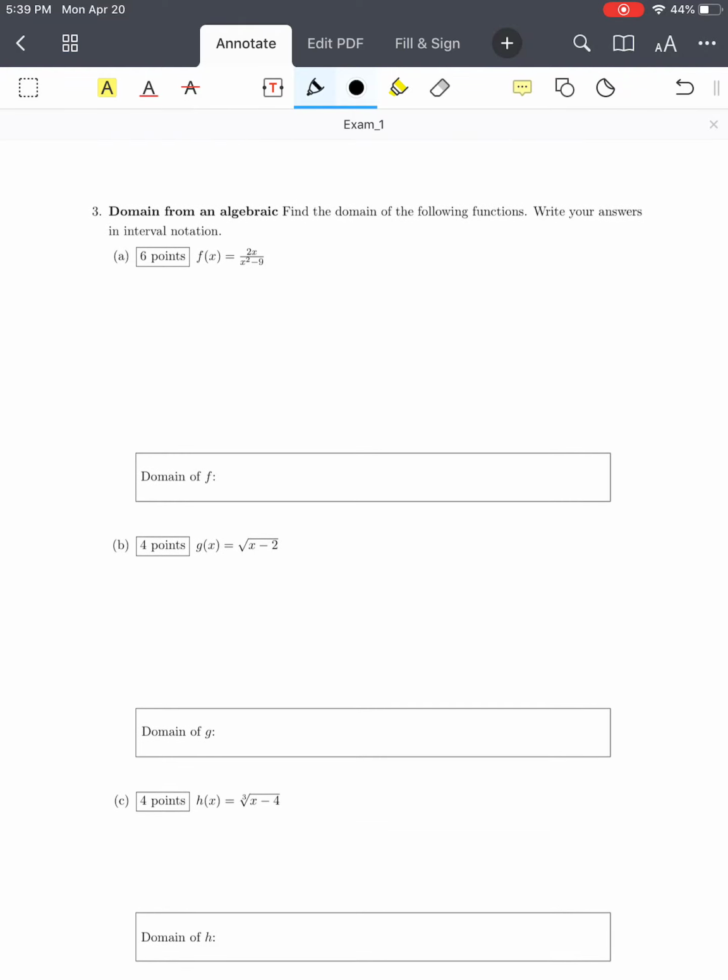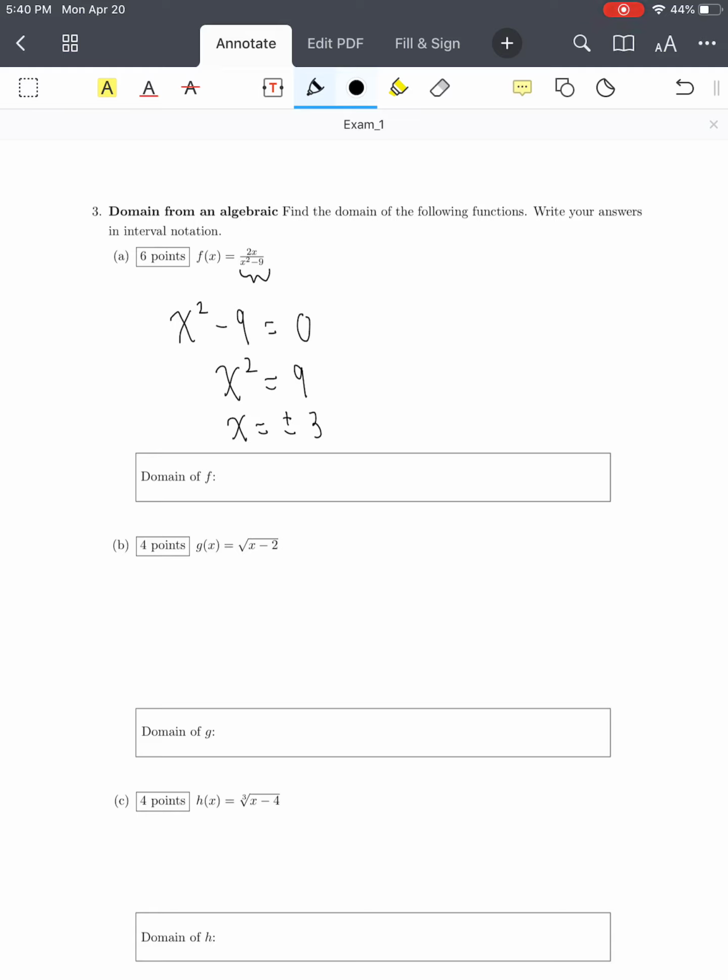For problem 3, we're looking for the domain in interval notation. So remember, for the domain of a rational function we're just going to look at the denominator. Remember, we can't divide by 0. So we're going to set the denominator equal to 0 and see what x cannot be. So we say x squared minus 9 equals 0, or x squared equals 9, or x equals plus or minus 3. So that means when x is positive 3 or negative 3, the denominator is equal to 0, which we can't have.